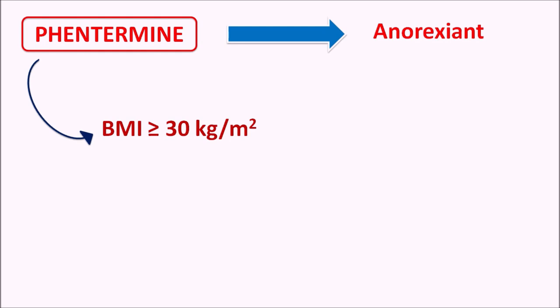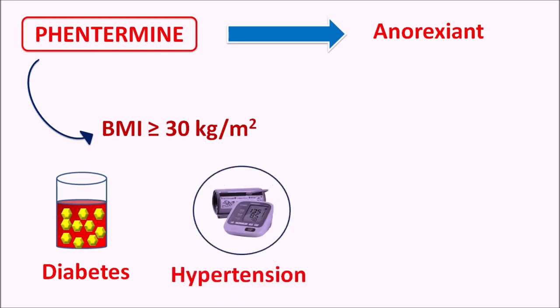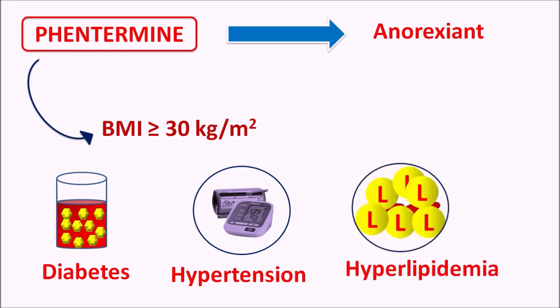But in the patients with any risk factors such as hyperglycemia resulting in the diabetes or any controlled hypertension, increased levels of lipids resulting in hyperlipidemia, in all such conditions when the BMI is greater than or equal to 27 kg per square meter, again the patient may have more risk for cardiovascular complications. So in those patients again Fentermina can be used.